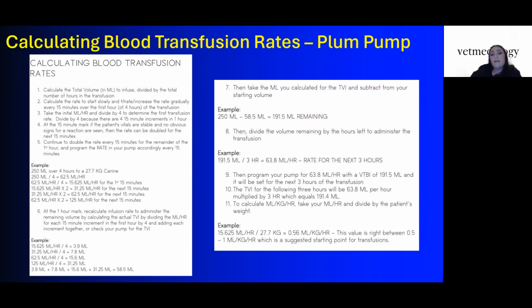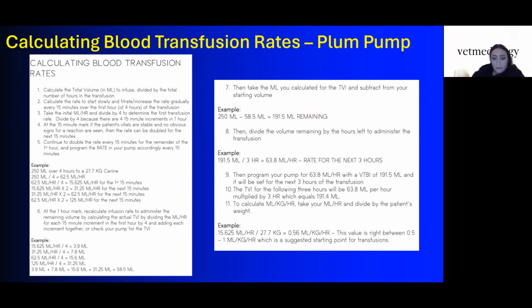Then divide the volume by the remaining hours left to administer the transfusion. So 191.5 mils divided by 3 hours equals 63.8 mils an hour, which is going to be the rate for the next 3 hours. Then program your pump for 63.8 mils an hour with a VTBI of 191.5 mils, and it will be set for the next 3 hours of the transfusion. The TVI for the following 3 hours will be 63.8 mils per hour multiplied by 3 hours, which equals 191.4 mils.